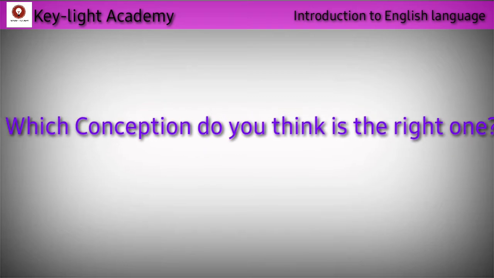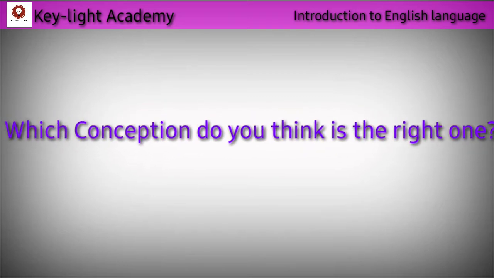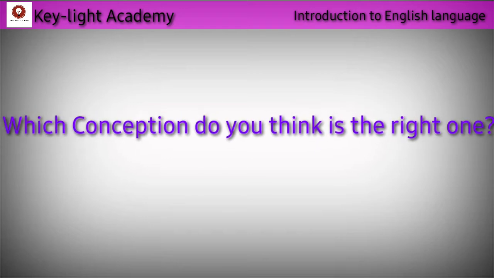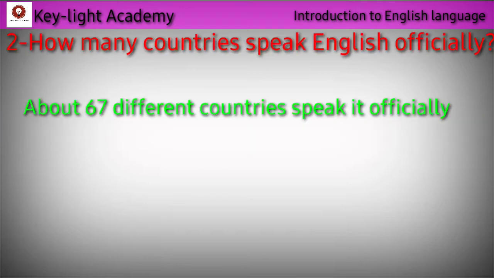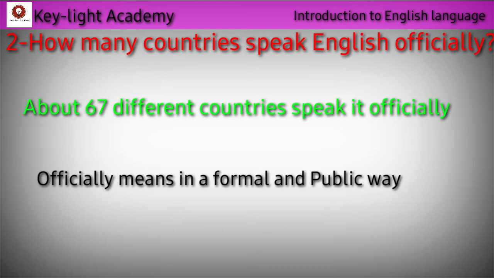Which conception or idea do you support? Next question: how many countries speak it? Now we tell the countries that speak English officially. In fact, English is recognized as an official language in a total of 67 different countries. Officially means in a formal and public way.